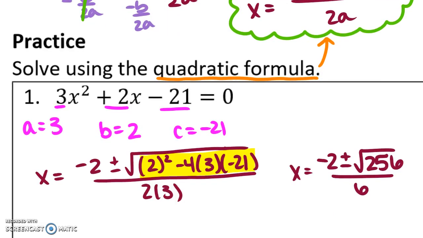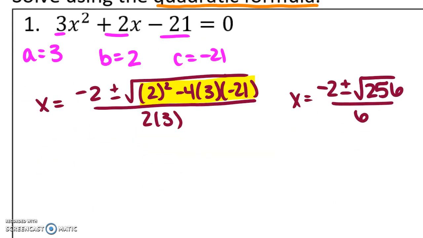Now, if that square root was not a perfect square, we have to double check to see if the square root is simplifiable. So, can we simplify this thing? And hopefully you're thinking in your mind, well, yeah, 256 is a perfect square, which is awesome. So our next step is negative 2 plus or minus the square root of 256 is 16, all over 6.